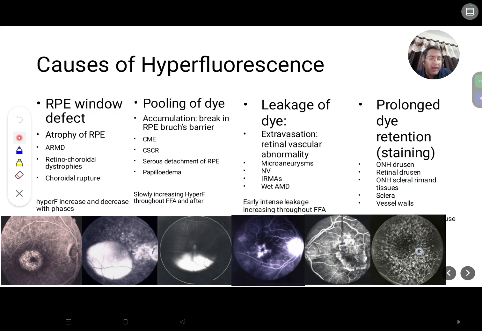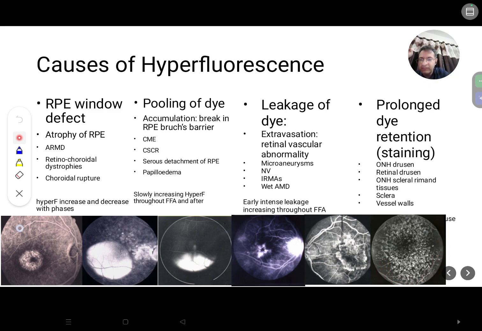It can be even the optic nerve head rim, the scleral rim and the tissues that also have staining. The sclera has staining and the vessel walls have the staining, as we can see in the vessel walls for a long time.